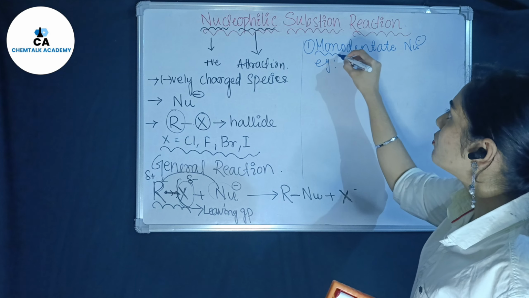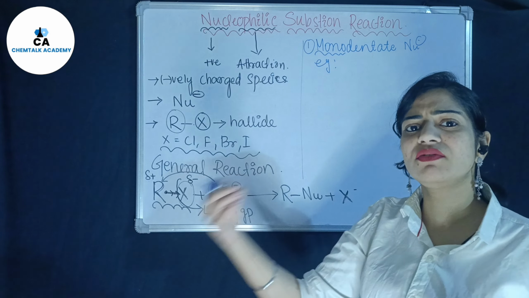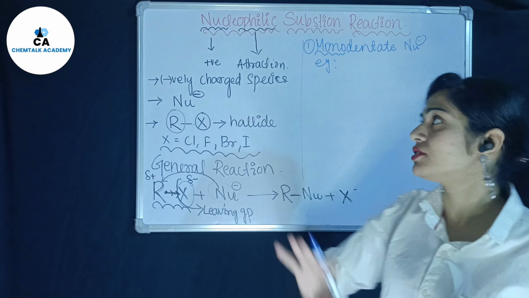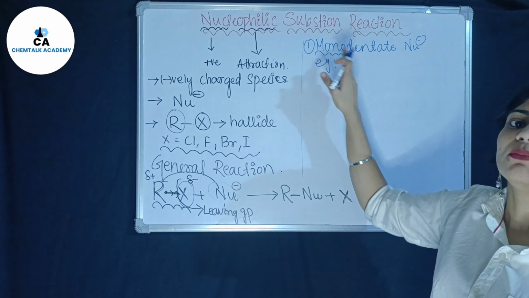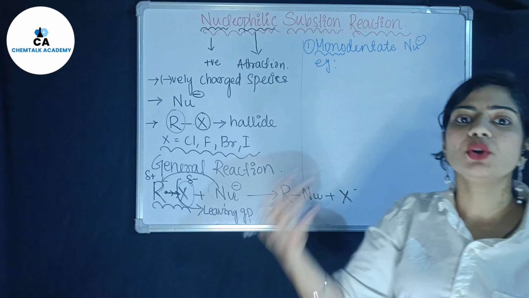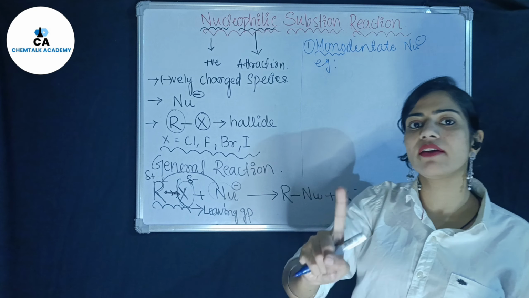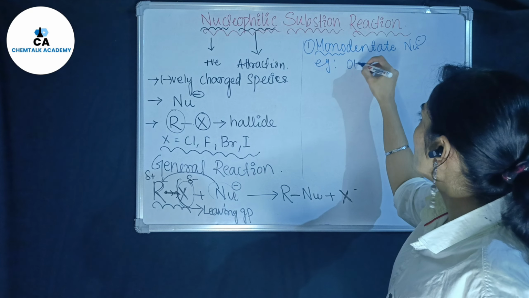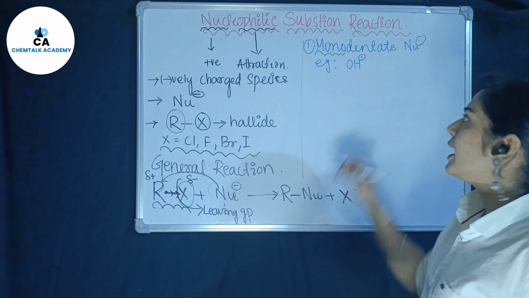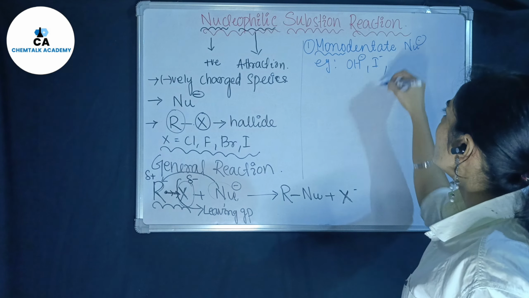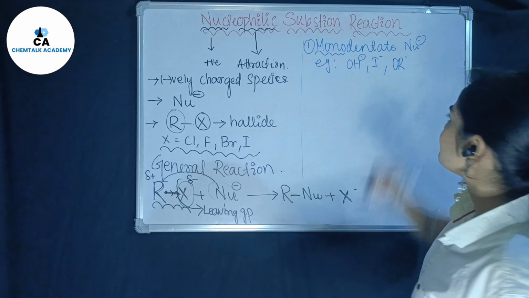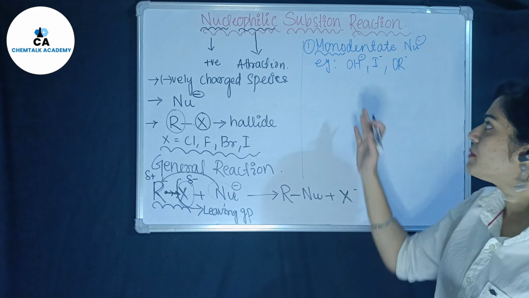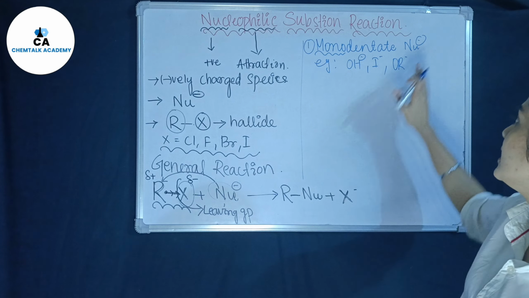See, what is the meaning of mono? In every subject, chemistry, physics or biology, the name itself has some meaning in it. So monodentate means what? Mono means single, dentate means donor, so that species will have only one donor site. Examples we can take: OH minus, I minus, OR minus. These are some examples which are monodentate nucleophiles.